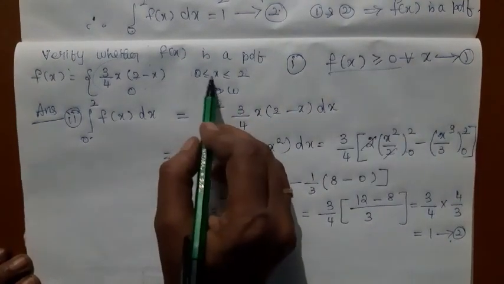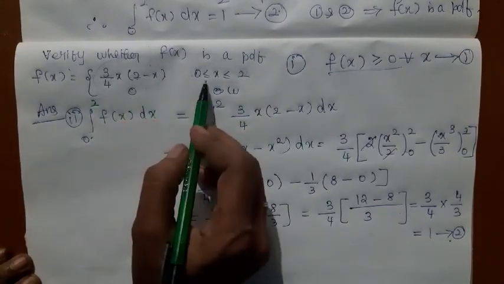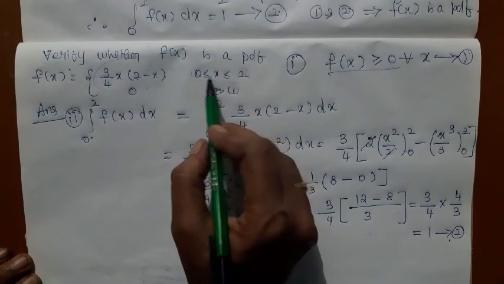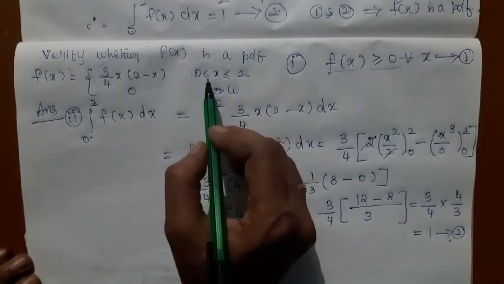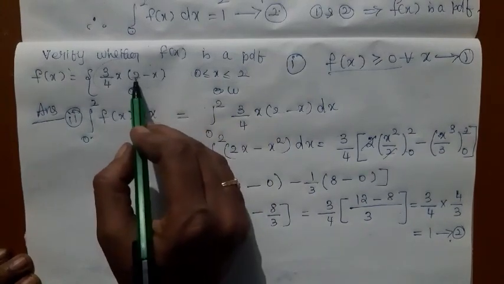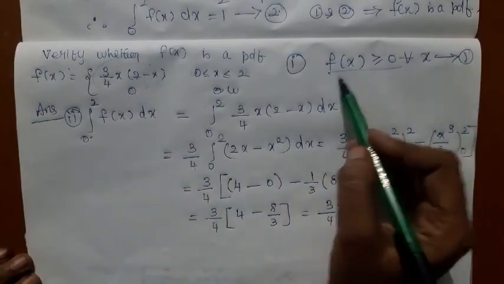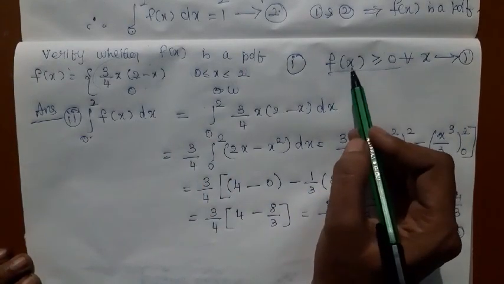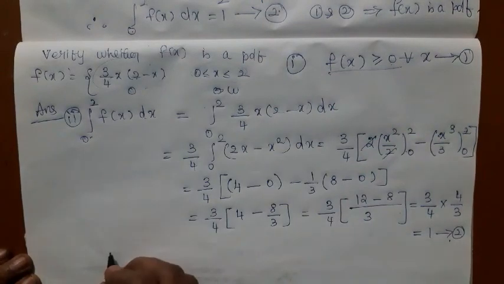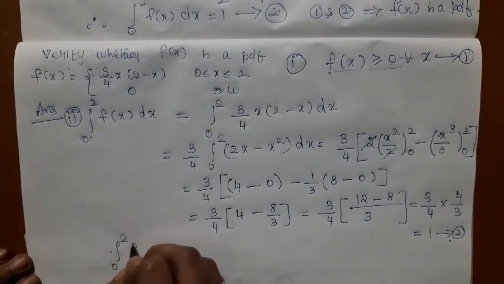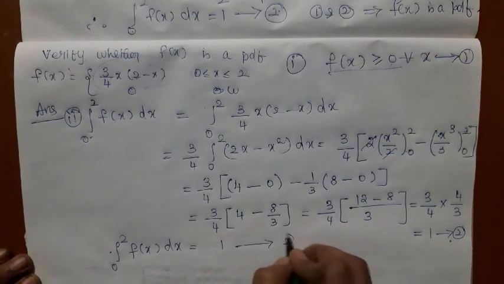See, if you substitute any value from this interval, you will get only positive value here. Have a manual check. Put x equal to 0, you are going to get 0. Put x equal to 2, you are going to get 0. Put x is equal to 1, you are going to get 2 minus 1, 1, 3 by 4. So you are not going to get any negative value. So you have written as f of x is greater than or equal to 0 for all x. And the second condition, so integral 0 to 2, if you integrate over the entire range, you get 1. This is the second condition.